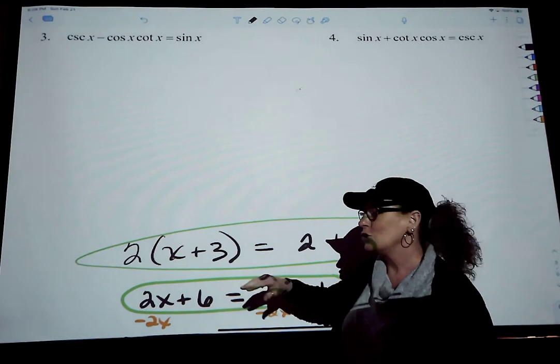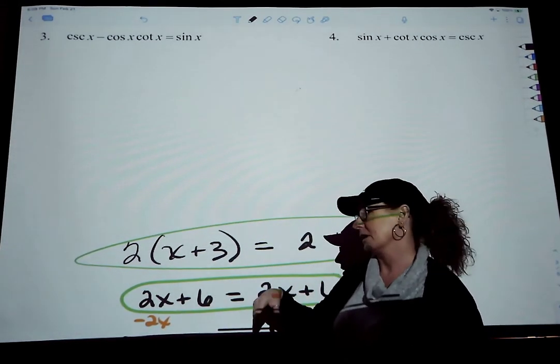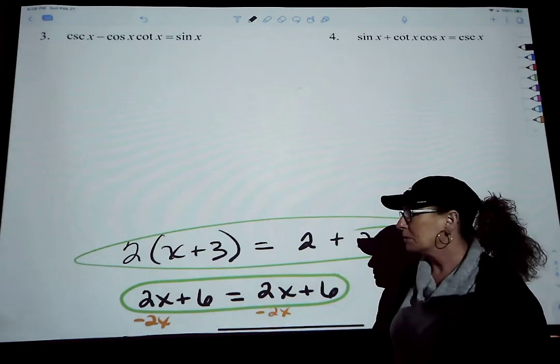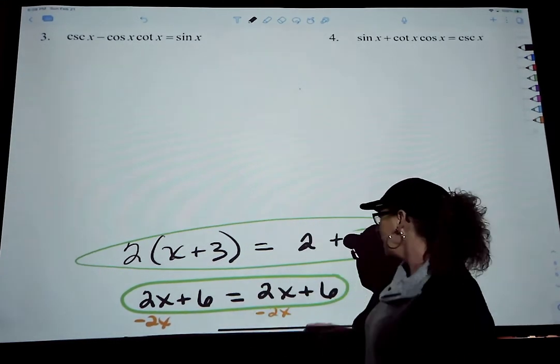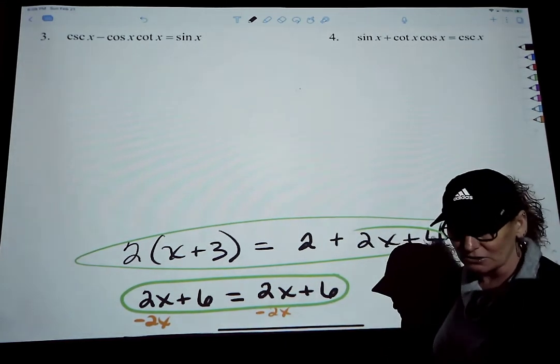It works no matter what you plug in for x. You want to plug in 8? Plug in 8. Both sides are going to be equal. You want to plug in pi? Plug in pi. Both sides are going to be equal. That's an identity. Both sides are equal.